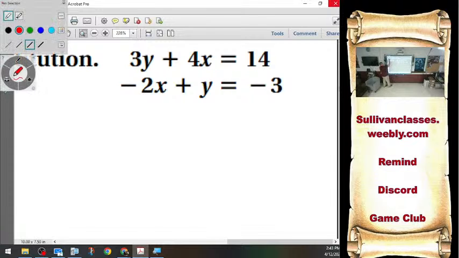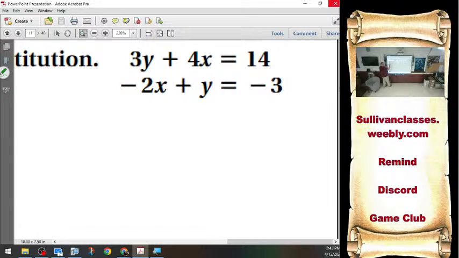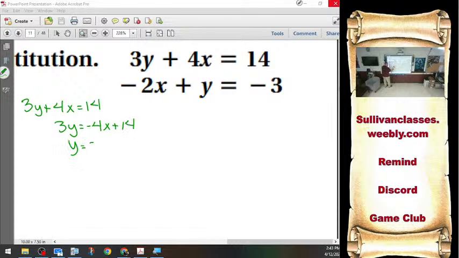Now, just to show you, don't write this. 3y plus 4x is 14. If I want that y by itself, I'd have to subtract 4x, divide by 3.